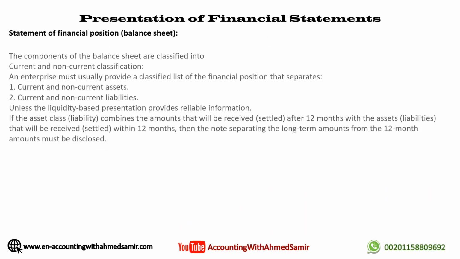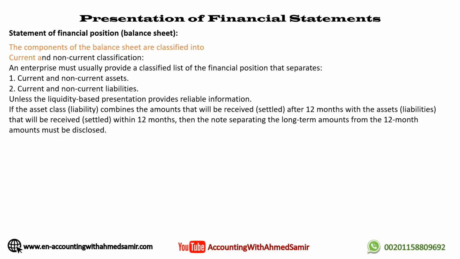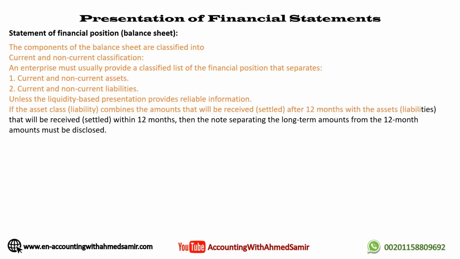The components of the balance sheet are classified into current and non-current classification. An enterprise must usually provide a classified list of the financial position that separates: 1. Current and non-current assets. 2. Current and non-current liabilities. Unless a liquidity-based presentation provides reliable information. If an asset or liability combines amounts that will be received or settled after 12 months with amounts that will be received or settled within 12 months, then notes separating the long-term amounts from the 12-month amounts must be disclosed.